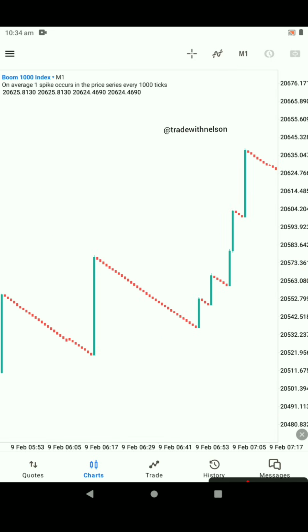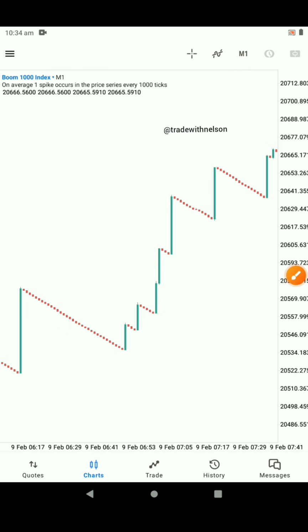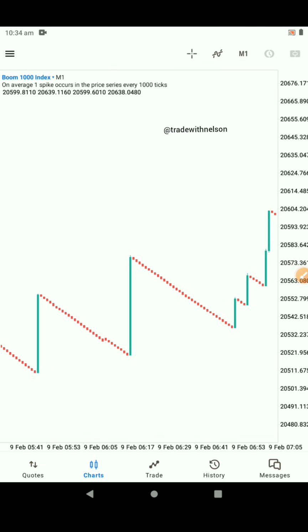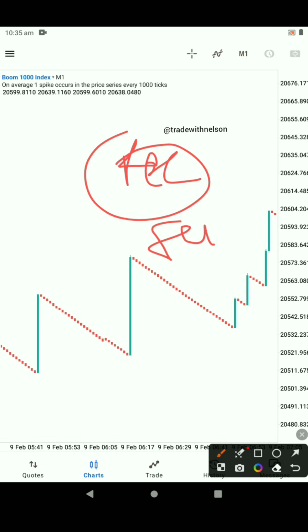You can see on my chart I am on the 1 minute time frame, and this is Boom 1000. So I will show you some examples on the boom market and then some examples on the crash market. So which tools are we using for this strategy? We are using our rectangle tool and we are using the fib tool.